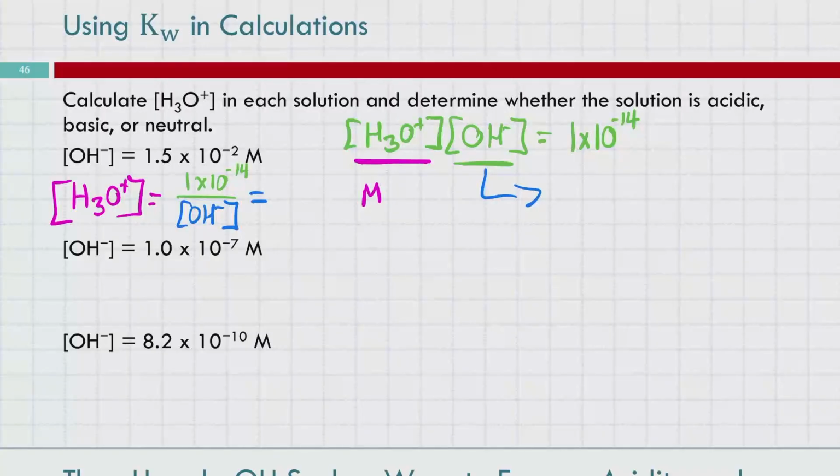Okay, so we're taking this 1 times 10 to the minus 14, and underneath it, we're putting 1.5 times 10 to the minus 2. Calculator says 6.7 times 10 to the minus 13.